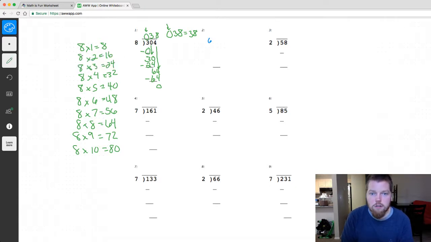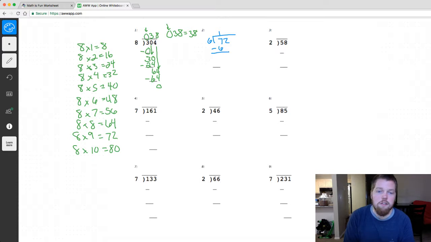6 into 72. All right, so we're going to ask ourselves, can the 6, which is on the outside of this division bar here, can the 6 go into the first placeholder digit, which is 7? Can 6 go into 7? Yes, it can. 6 times 1 is 6. 6 times 2 is 12. 12 is too big, so we're going to go 6 times 1 is 6, and then we'll subtract.